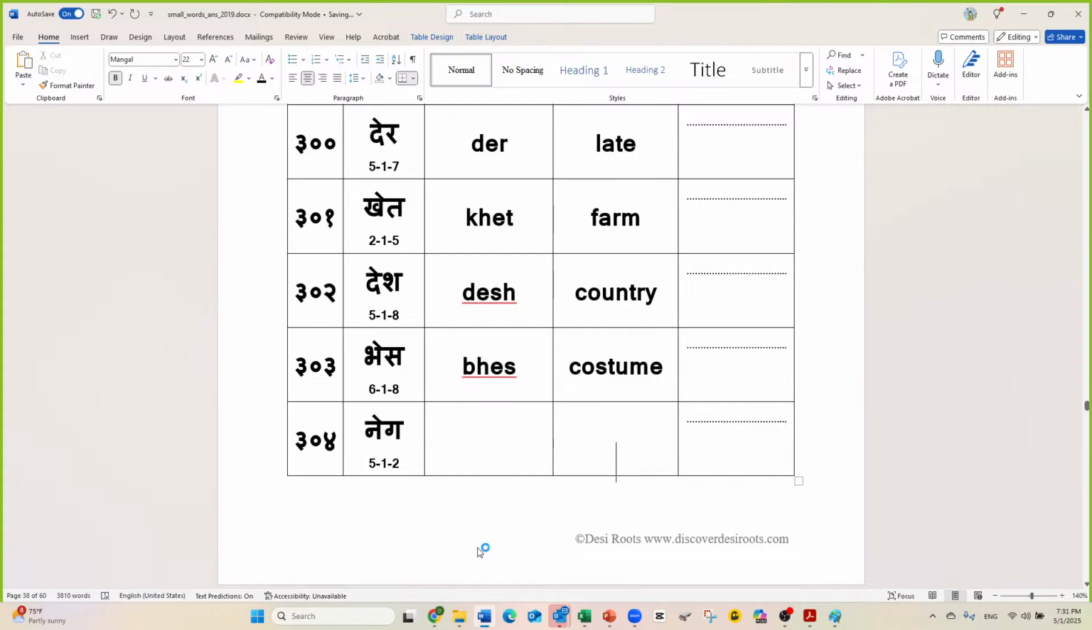Okay, Kavina, last word: नेग. Neg. Neg is a gift which is given. It could be a gift in kind or it could be cash money given. Neg.